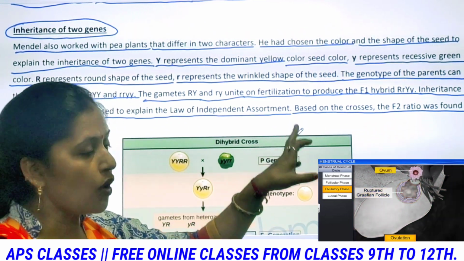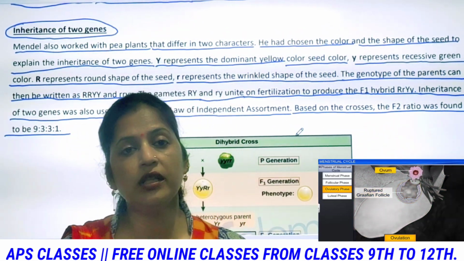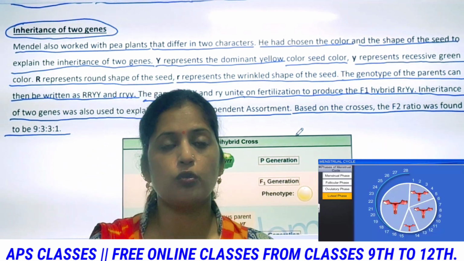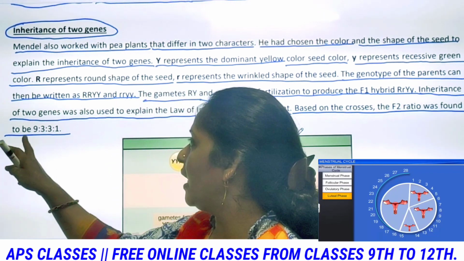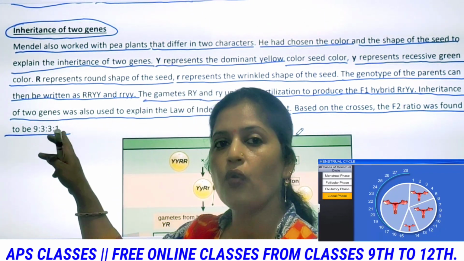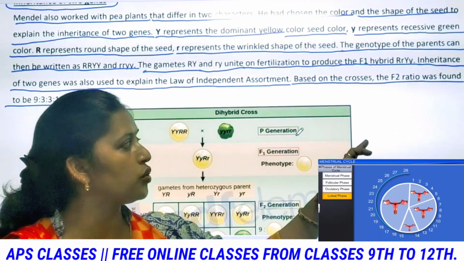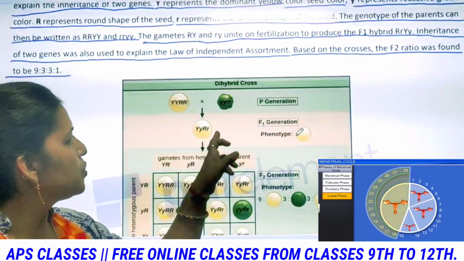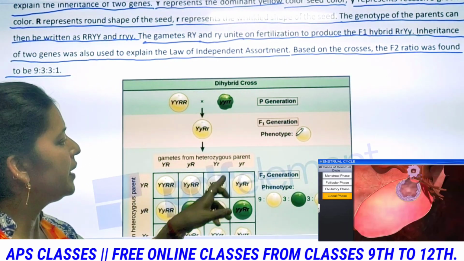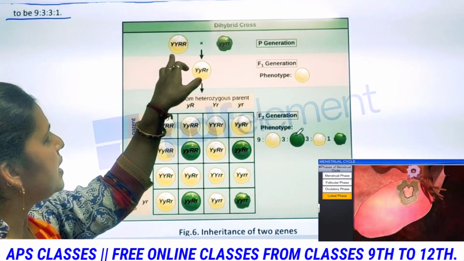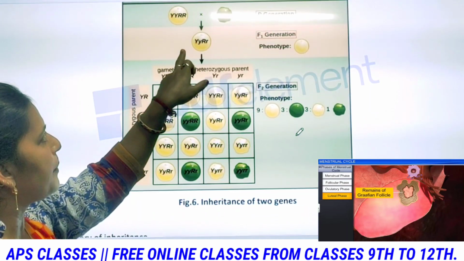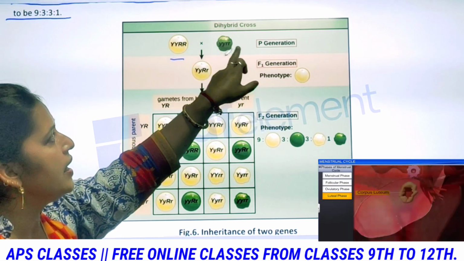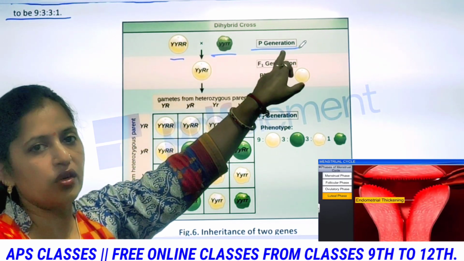On the basis of the crosses, the F2 ratio that was found to be 9:3:3:1. So this is the F2 ratio that was found. So this is the dihybrid cross. Capital YY, capital RR seeds crossing with small yy, small rr, that is the parental generation.